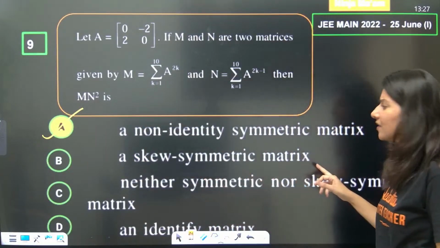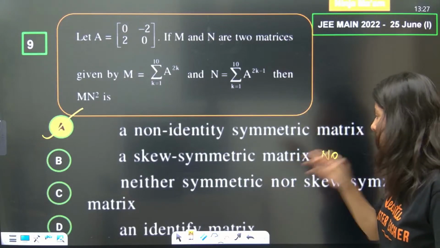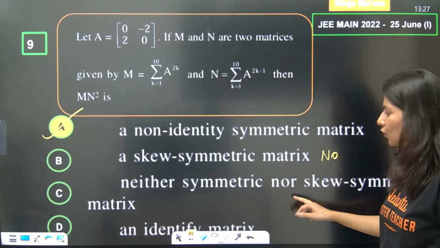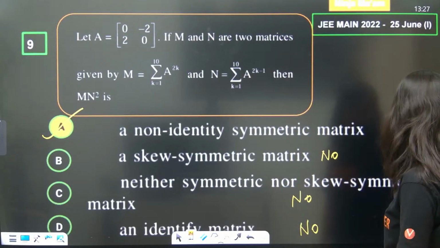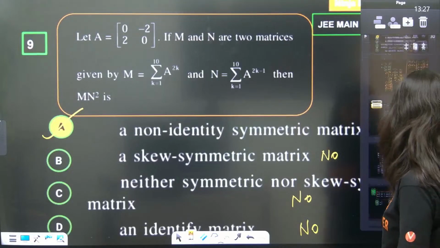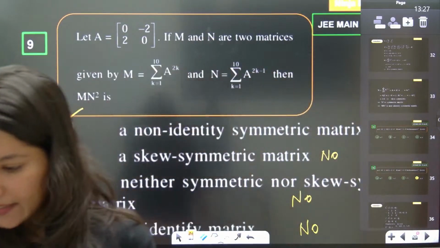Is M N square a skew symmetric matrix? No, because A square is not skew symmetric. Neither symmetric nor skew symmetric? No, this is also wrong. An identity matrix? No. So I think option A is absolutely correct. Okay, all right, everybody.